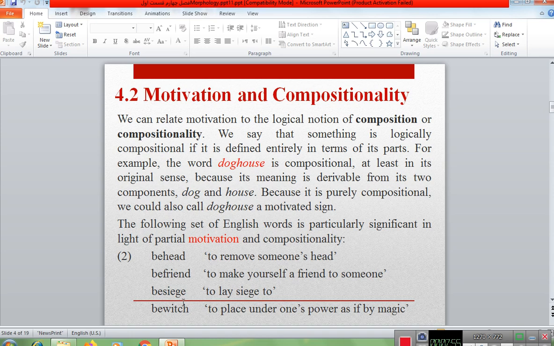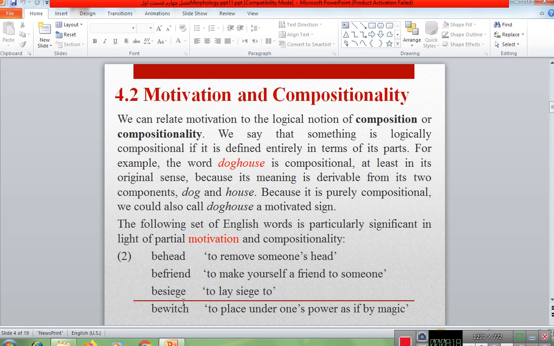Formed with the prefix be, as you see. But are they motivated signs? In each case, the prefix be has a different effect on the meaning of the stem. In the word behead, for example, it indicates deprive of, but it means nothing of the sort in the other forms. This suggests that these forms are not completely motivated.